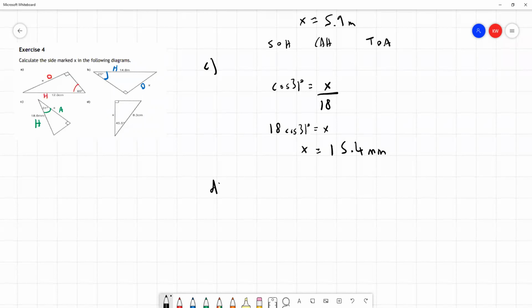Finally, we'll look at question D. In question D, we've been given an angle of 45.5 degrees. The side opposite our right angle is, again, the hypotenuse here. And like question C, x is the side that's also next to the angle we're looking at, so it's the adjacent. This is another example of a cosine problem. So we'd write cos of 45.5 degrees is equal to x over 9.3. Multiply both sides by 9.3.